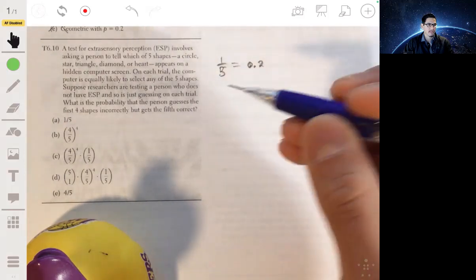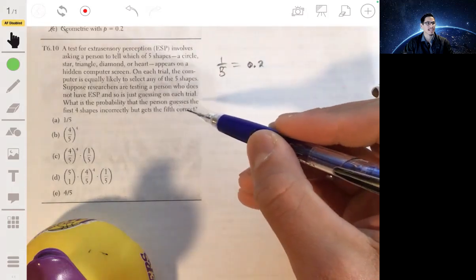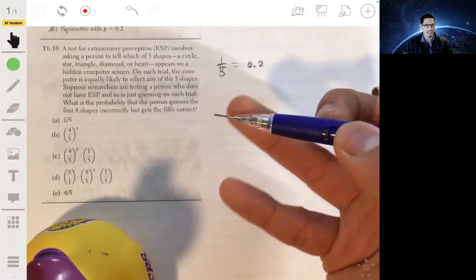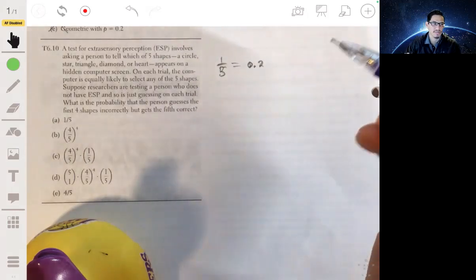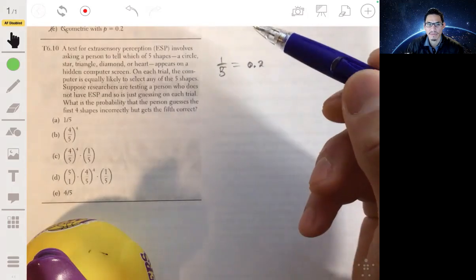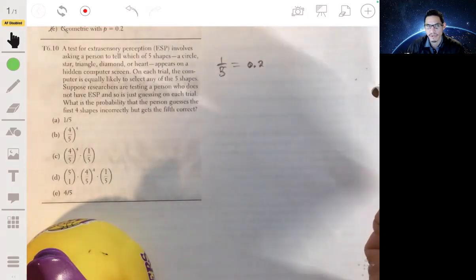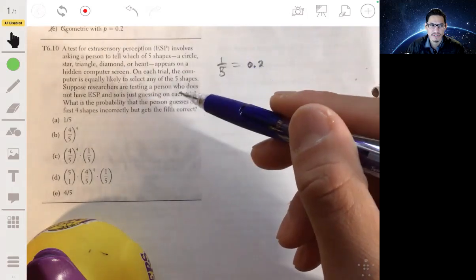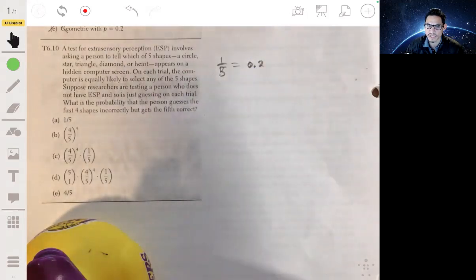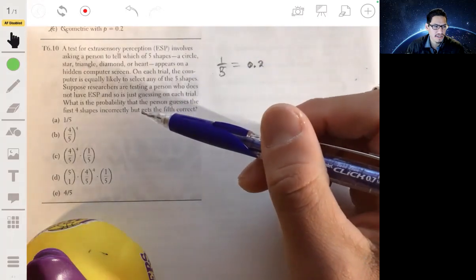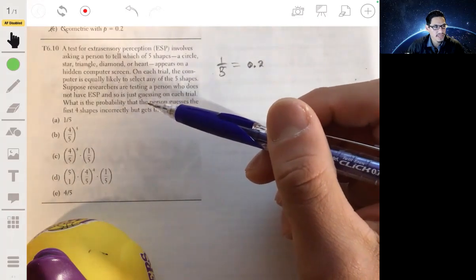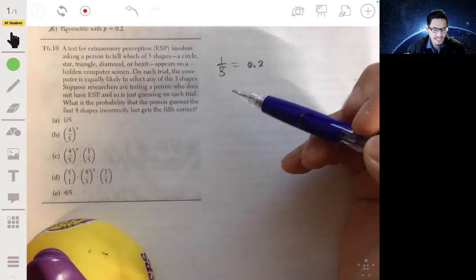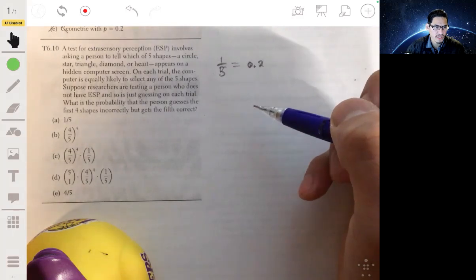Now, we're trying to figure out the probability that the person guesses the first four shapes incorrectly, but gets the fifth correct. So this is an example of a geometric random variable. But it doesn't really matter in this case. What you really have to understand is the situation. You're going to have four guesses in a row that are wrong. So your first guess, second guess, third guess, and fourth guess are all wrong.